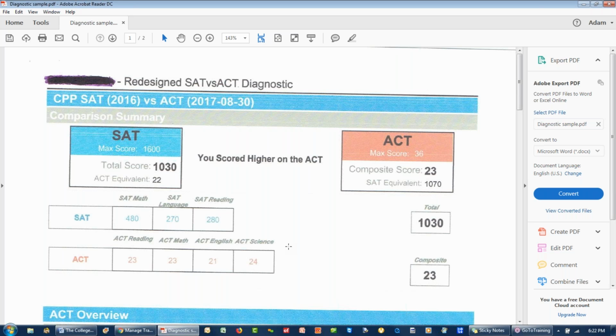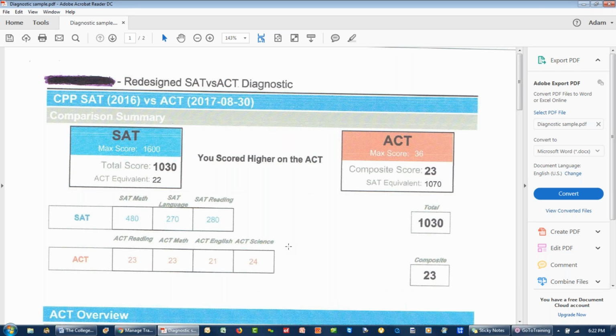Mark is going to take us through a variety of questions for a number of different sections on both the SAT and the ACT to help you understand a little bit more how the tests differ, and just basically to help you understand which test is best suited for you.